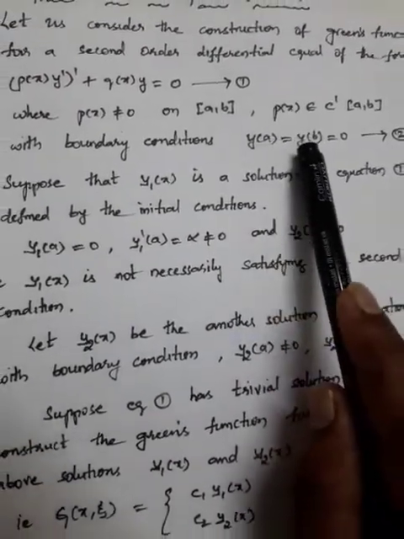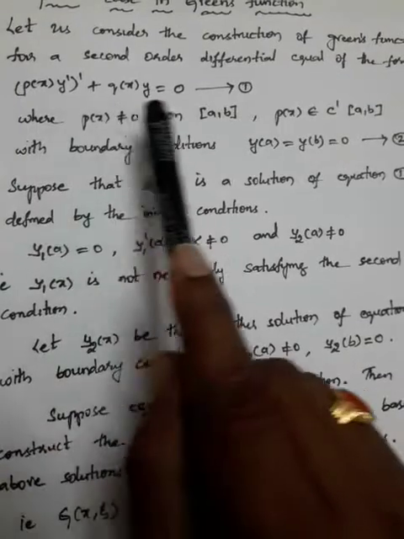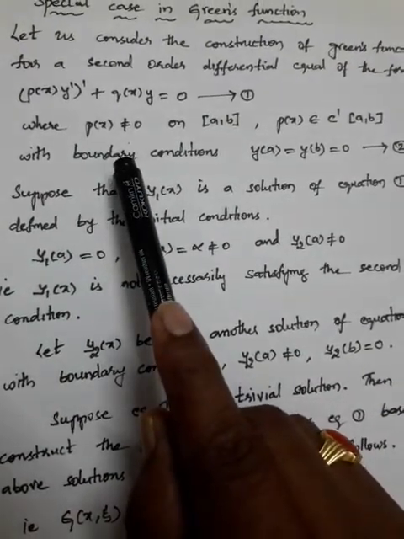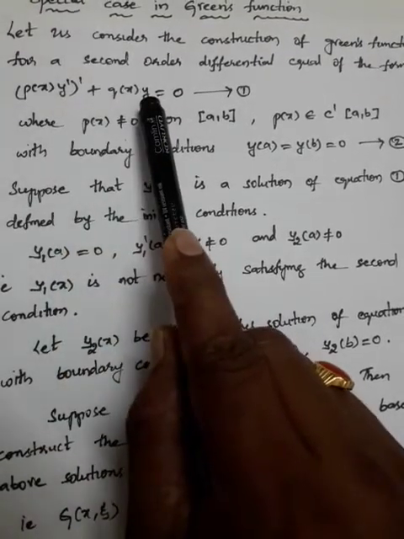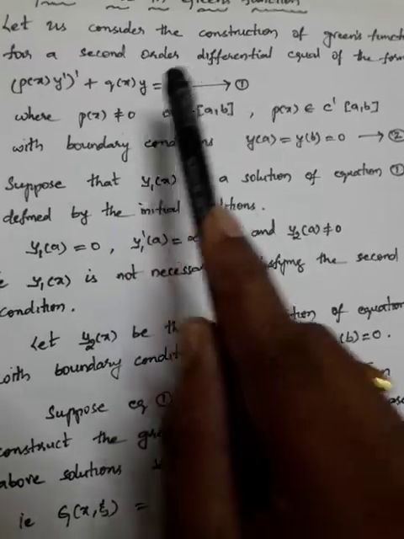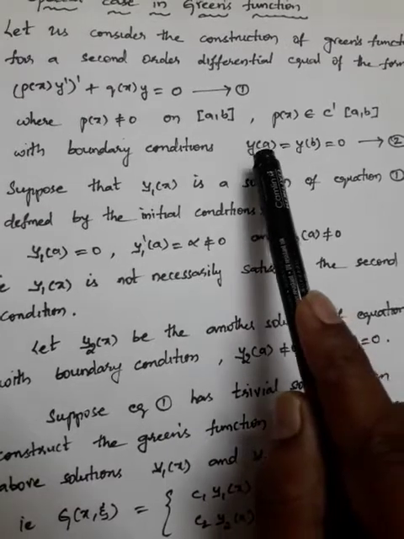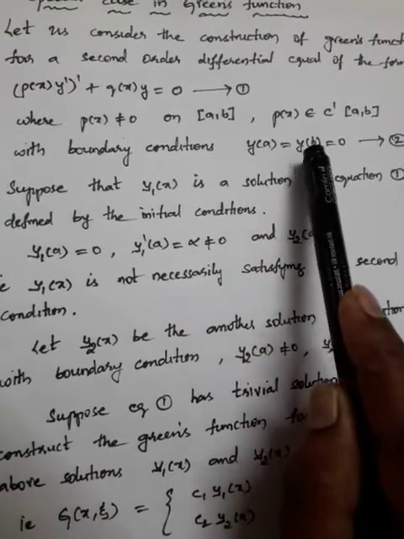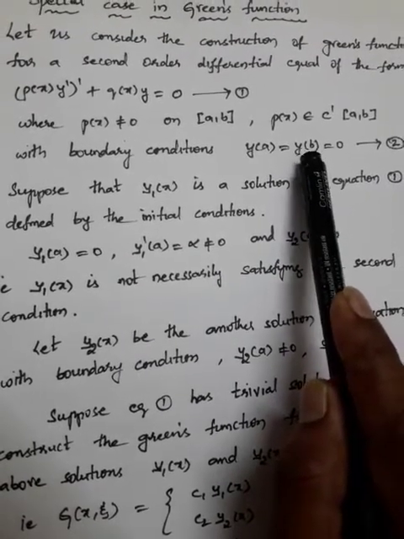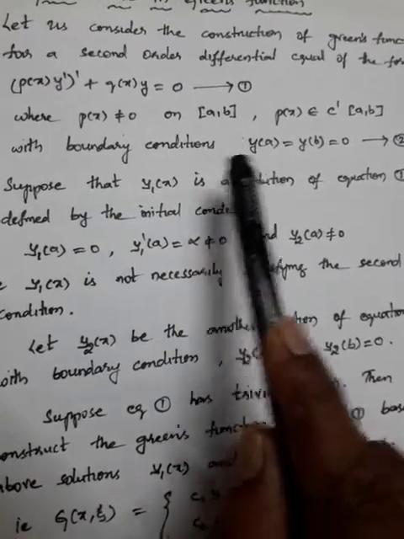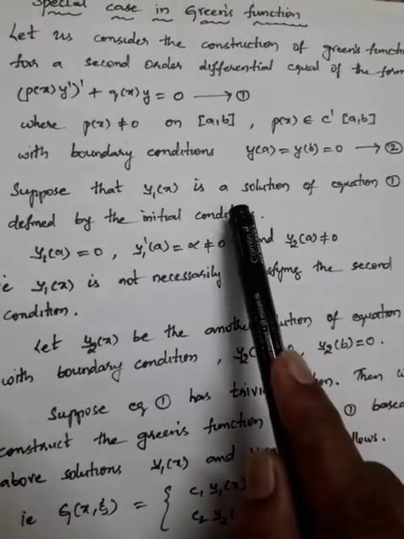Now you must understand the boundary conditions, because we are going to suppose a function y(x) that is a solution of the second order differential equation, in such a way that it may satisfy one condition and may not satisfy the other condition. For example, if we satisfy y(a), then it will not satisfy the second condition y(b). In such a way, we are going to assume the solution. That is the process of constructing the special case in the Green's function, and we are doing it in a theoretical manner.